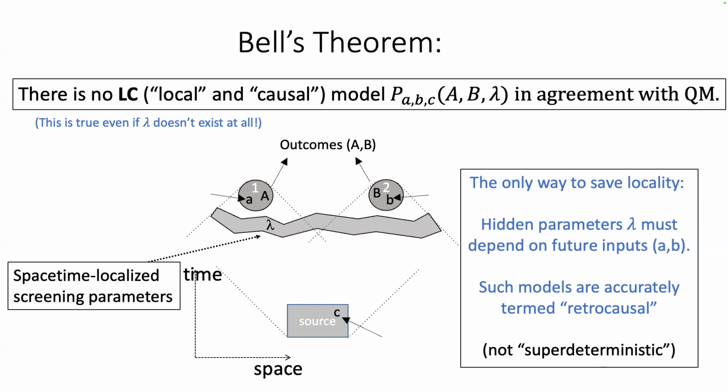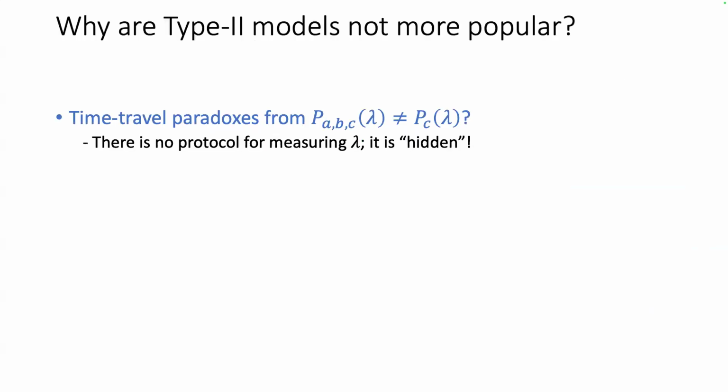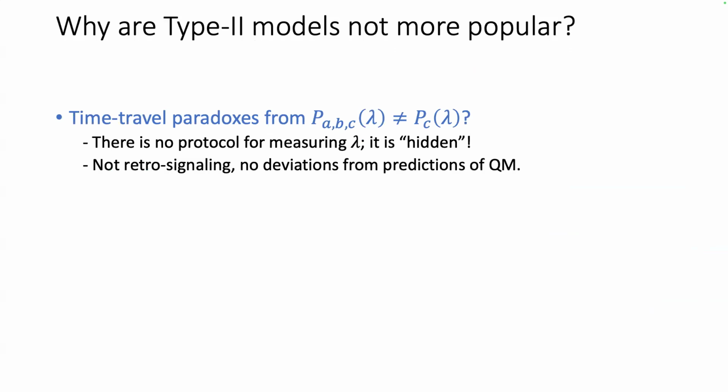That's right. And lambda's hidden. Lambda's hidden. That's the crucial thing. It's because it's a hidden variable that makes it safe for time travel. Or it's not time travel. There's no protocol for measuring. It's hidden. If you can't signal, you're not getting any deviations from predictions of quantum mechanics.